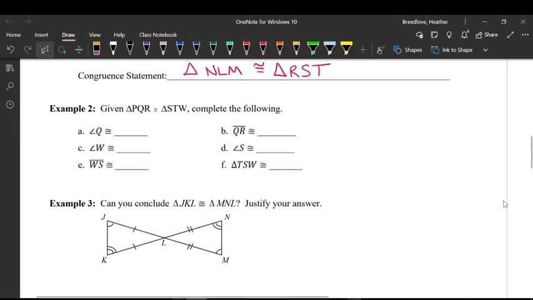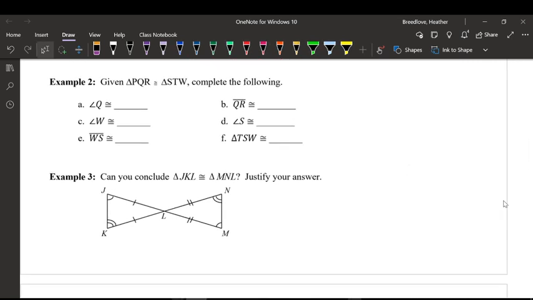Okay, so up next, this is no picture, it's just given triangle PQR is congruent to triangle STW, complete the following. And you can sketch a picture as always if you like, but one of the good things about the statements is it shows you. So if I have triangle PQR, and the first one says angle Q, so angle Q is the middle letter of the first triangle. So the middle letter of the second triangle is going to be its match. So angle Q is congruent to angle T.